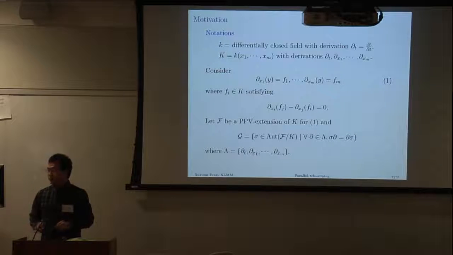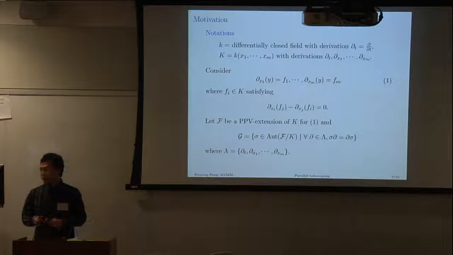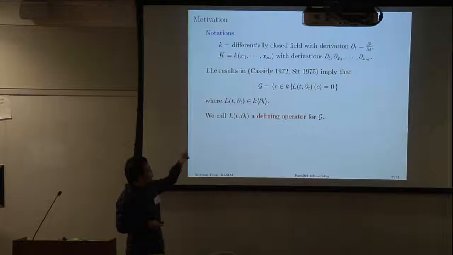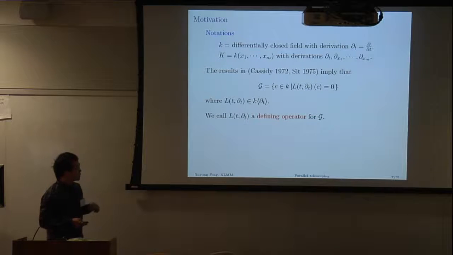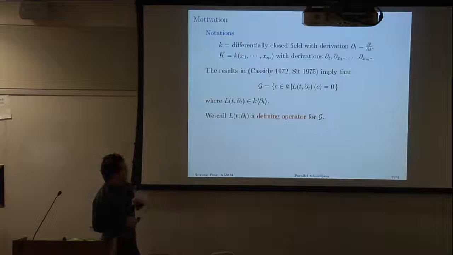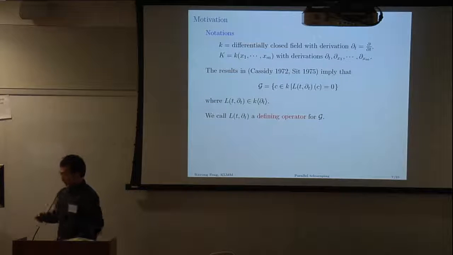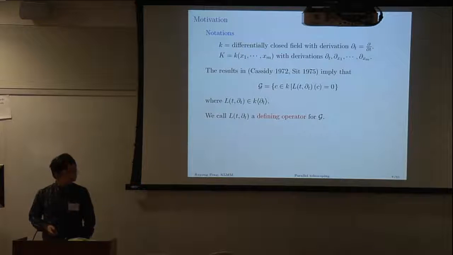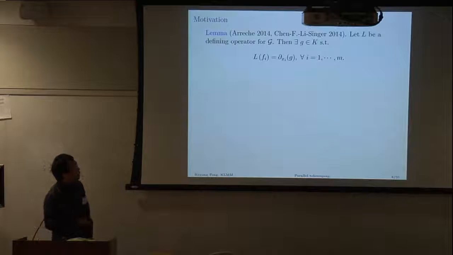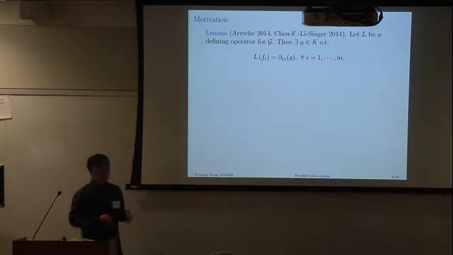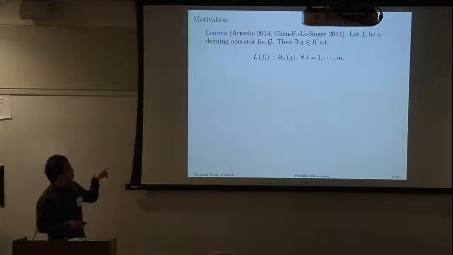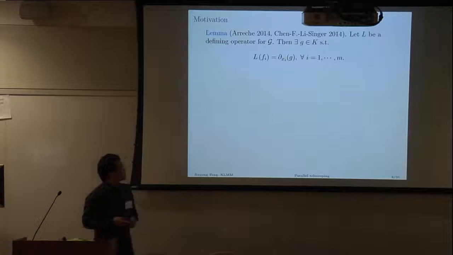Let it be the set of k-automorphisms which commute with all derivations. Okay. For such a first order equation, thanks to Phillips and Williams, the Galois group is of this special form and is determined by a linear differential operator, and we will call this linear differential operator a defining operator for the Galois group. So how this theory is related to our work is the following lemma. Let L be a defining operator for the Galois group G, then there is a rational function small g such that L(f_i) is equal to the derivative of g with respect to x_i.